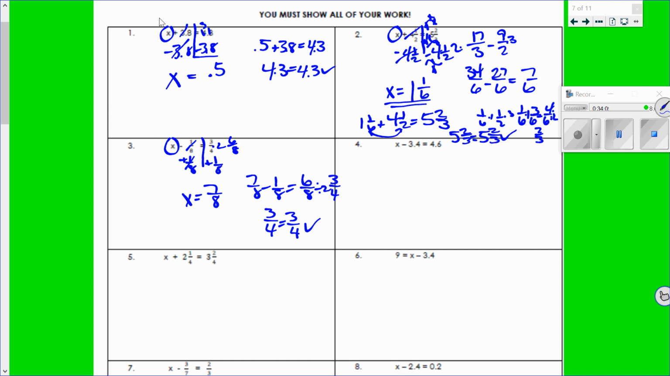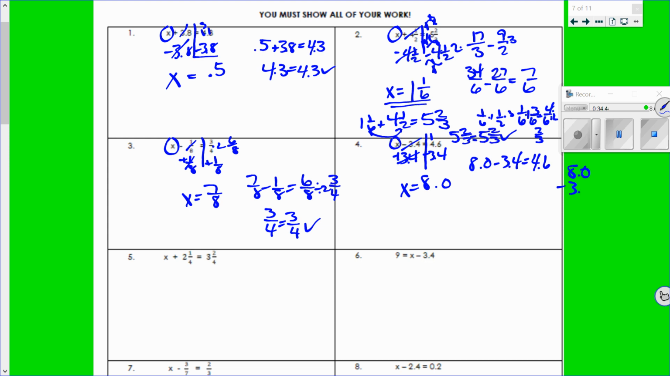Next one, here's our variable. Here's our line. 3 4/10. Instead of subtracting, we'll do the opposite, which is add. Add 3 4/10 to both sides. These go away. 6 and 4 is 0. My decimal comes straight down. 4 and 3 is 7, plus 1 is 8. So 8 minus 3 4/10 equals 4 6/10.